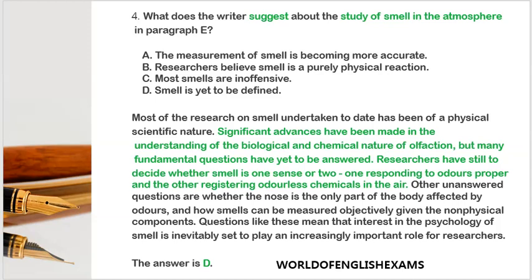Okay. What does the writer suggest about the study of smell in the atmosphere in paragraph E? Again, the hint is that we have to look only in the paragraph which is called E, in which something was suggested by the writer about the study of smell in the atmosphere, nature kind of thing. Okay, so option A says the measurement of smell is becoming more accurate. That means when compared to the past, we are now able to measure the sense of smell in a much more accurate and precise manner.